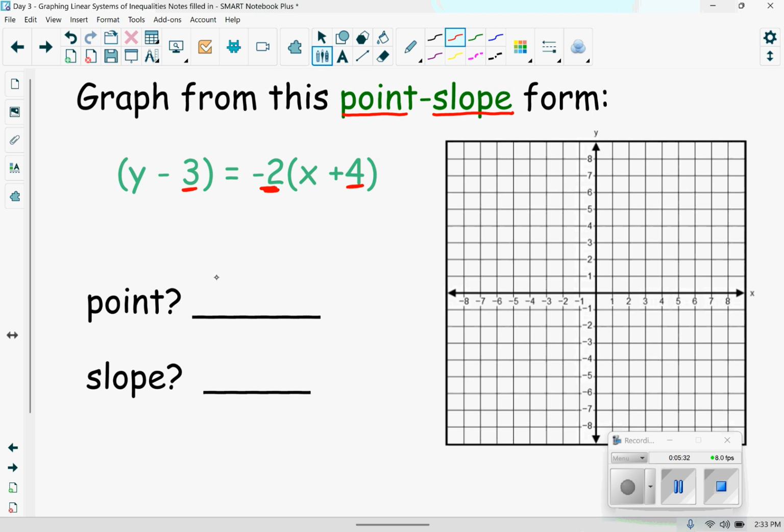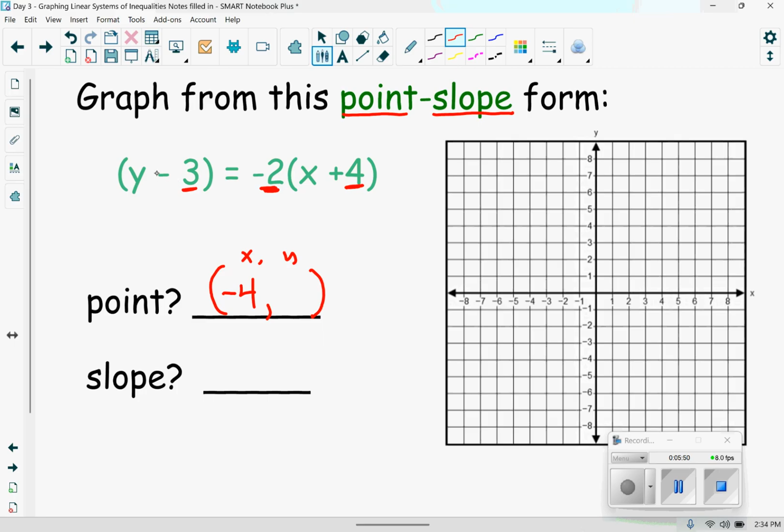So I know it's going to go through the point with x of -4, because x's always come first in your ordered pair. So it's going to be -4, comma, then I'm going to jump over here to where the y is, and it's -3.